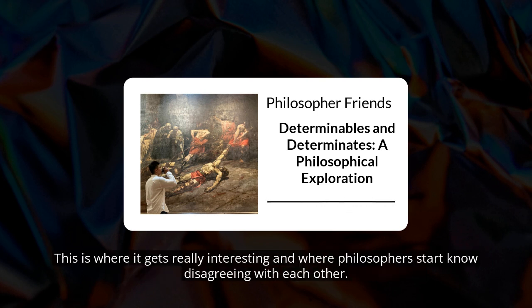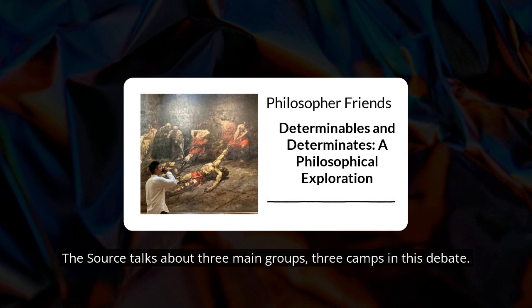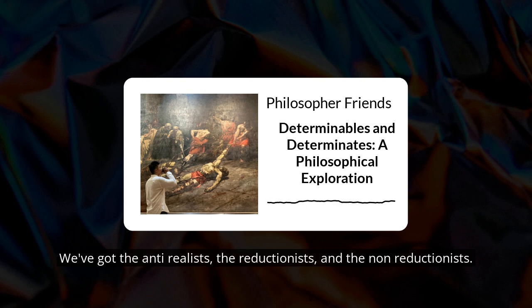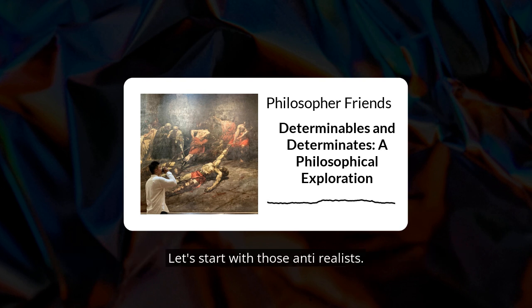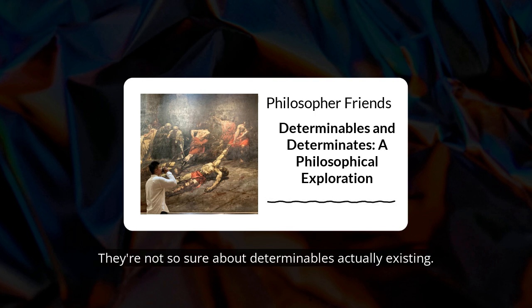What's next? This is where it gets really interesting and where philosophers start disagreeing with each other. The source talks about three main groups, three camps in this debate. We've got the anti-realists, the reductionists, and the non-reductionists. Okay, one at a time. Let's start with those anti-realists. What are they all about? Pretty much what the name says. They're not so sure about determinables actually existing.